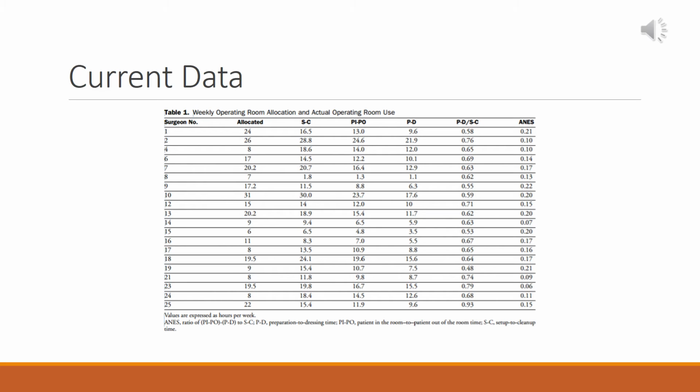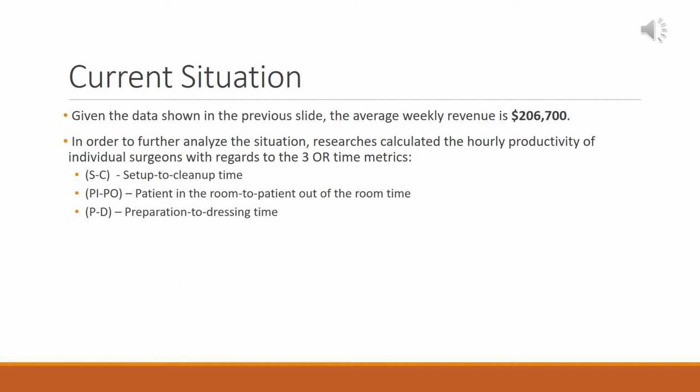In the table seen here, we see the number of hours that the medical center is currently allocated to each surgeon. Historically, this allocation has been based on each surgeon's total use of the OR time. The rest of the columns break down the OR time into 3 main measures: setup to cleanup time, patient in the room to patient out of the room time, and preparation to dressing time. Given the data shown in the previous slide, the average weekly revenue was $206,700.